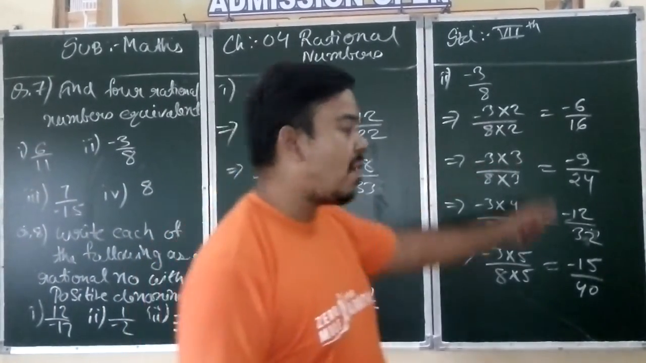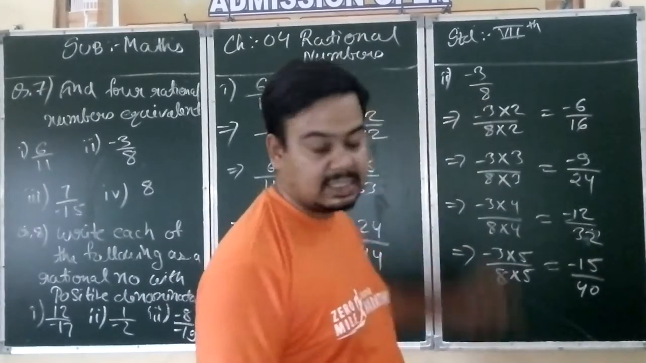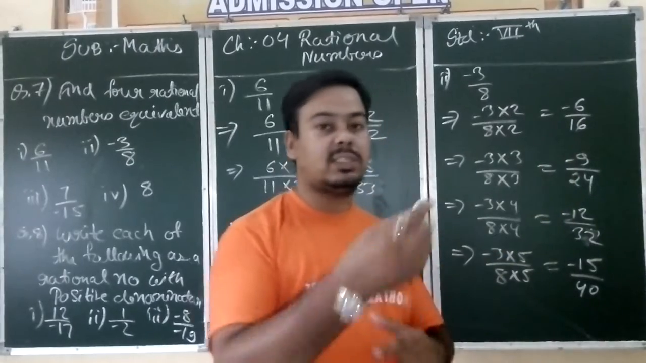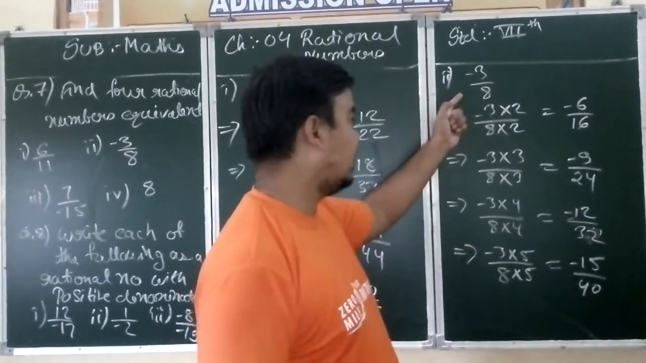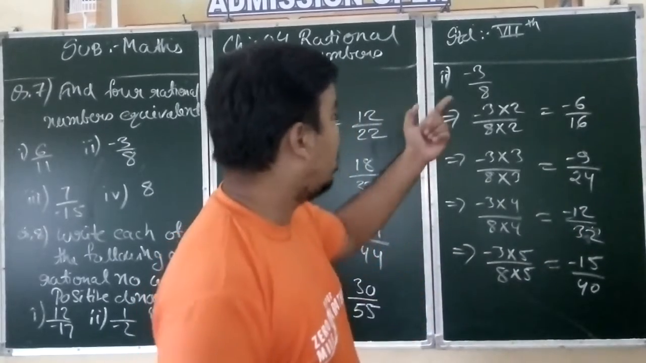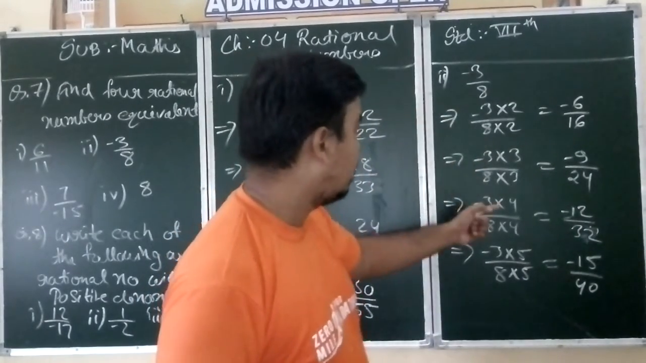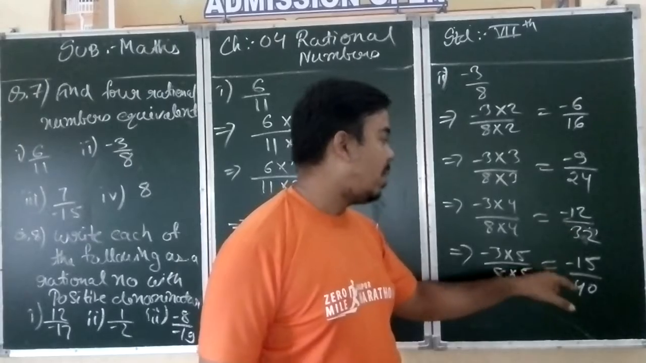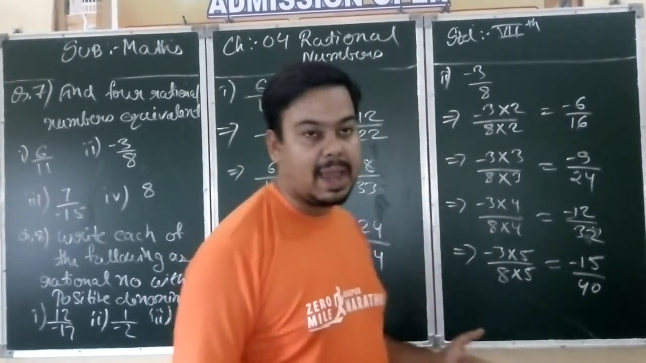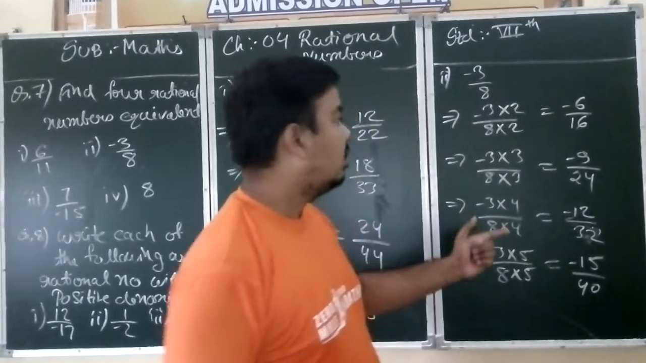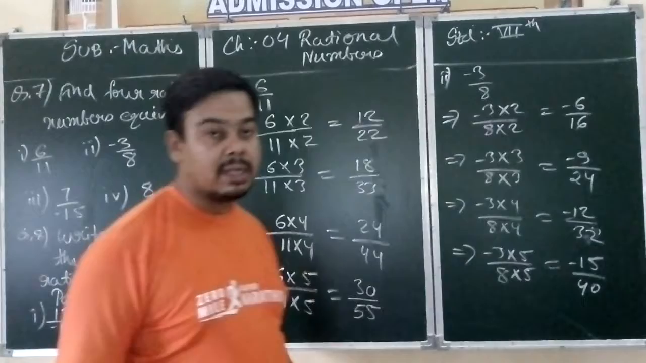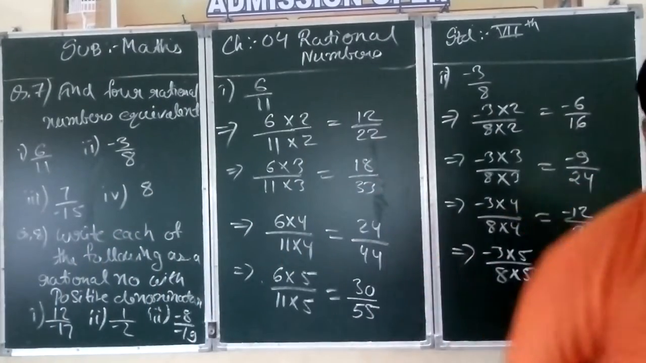So these are the equivalent rational numbers of minus 3 by 8. Again, minus 6 by 16 changed into standard form, the number is minus 3 by 8. Minus 9 by 24 changed into standard form, the answer is minus 3 by 8. Minus 12 by 32 changed into standard form, the answer is minus 3 by 8. So these are the equivalent rational numbers of the given rational number. So we multiply here.